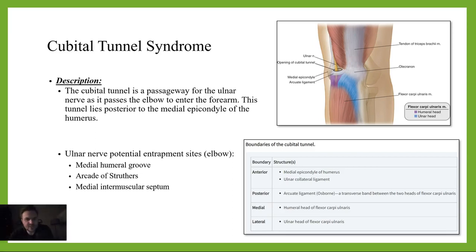The ulnar nerve can get trapped at a couple different sites. One is the medial humeral groove. One is the arcade of Struthers, which is a little more proximal than that. And then one is the medial intramuscular septum of the flexor carpi ulnaris.